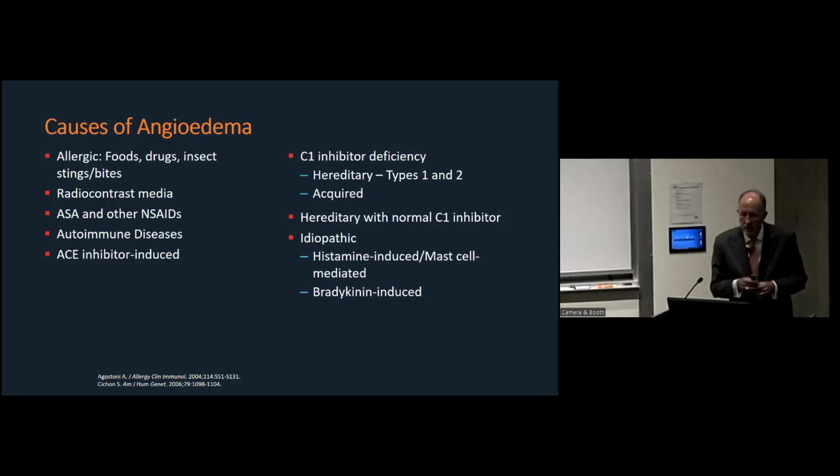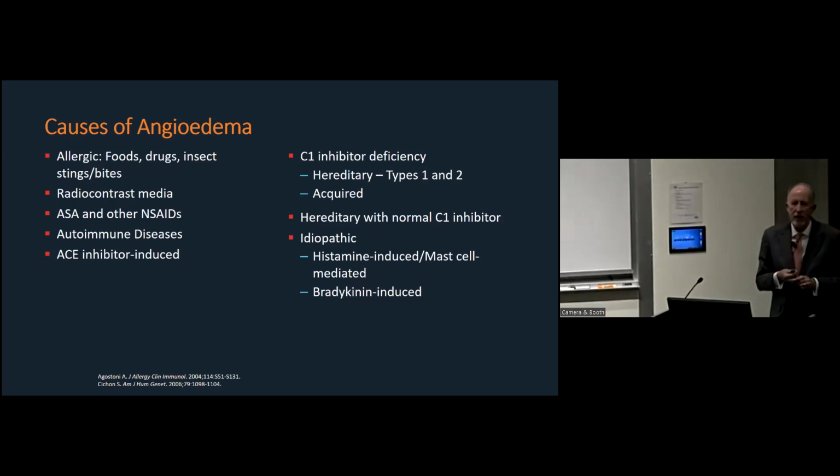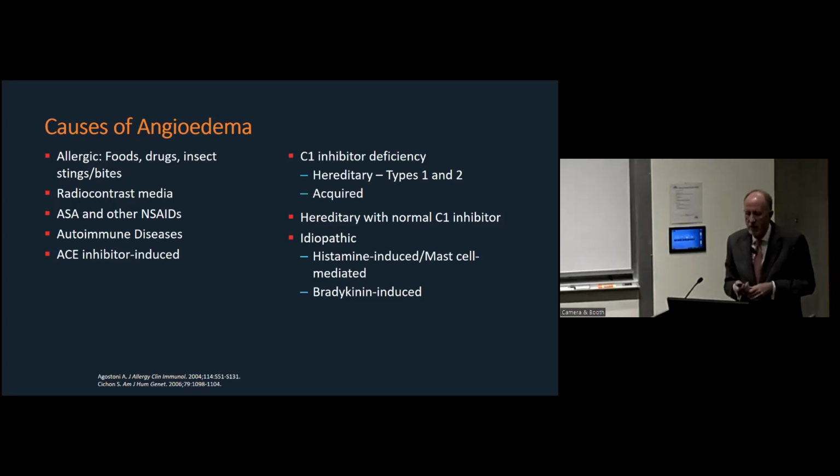On the other side of the slide are rarer diseases, and we're going to talk about one of them today: those associated with C1 inhibitor deficiency, both hereditary, type 1 and type 2, which have to do with deficiency of C1 inhibitor from a genetic standpoint, and then acquired, where the C1 inhibitor is actually being consumed by an antibody or being consumed in another way by a tumor or something. And then there are the idiopathic forms that we just can't figure out. And that falls both into the mast cell mediated histamine related diseases as well as the bradykinin induced diseases. We're going to focus on the latter.